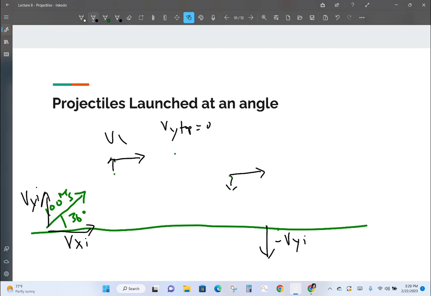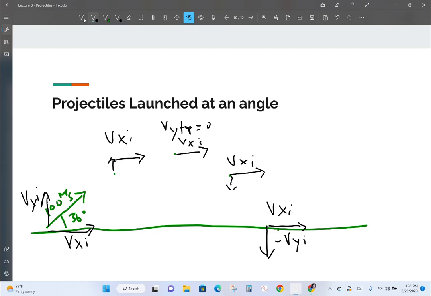So Vxi, Vxi, and Vxi. Always the same, even at the top. So at the top, it's only moving in the x direction. So how do I find those?